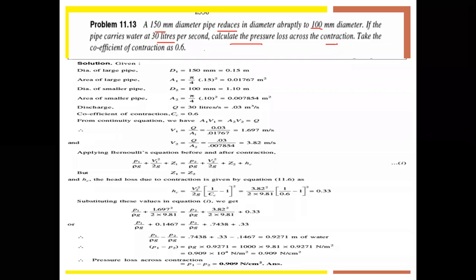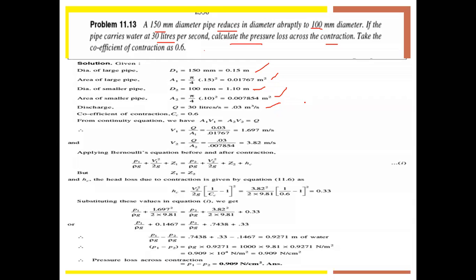So what is the other input given? Cc value is given as 0.6. Now take the diameter of the large pipe, D1 is equal to 0.15. Immediately calculate the area. Next, find the diameter D2 and get the area A2. And what is the Q given? Q is given as 30 liters per second, that is 0.03.